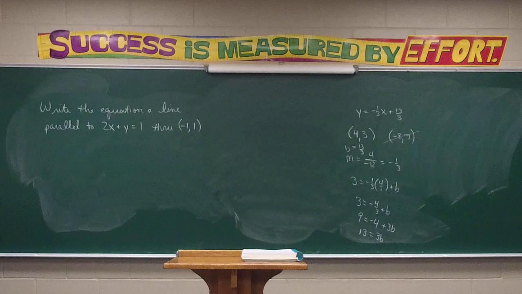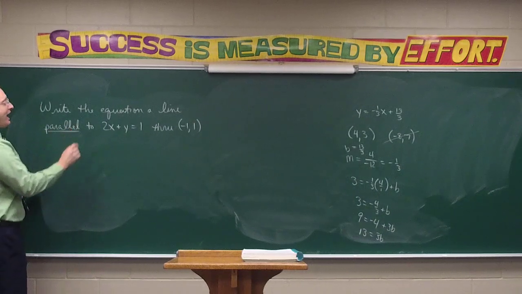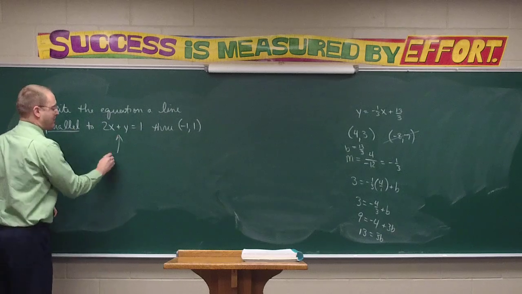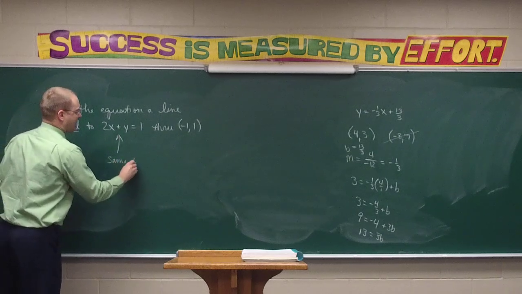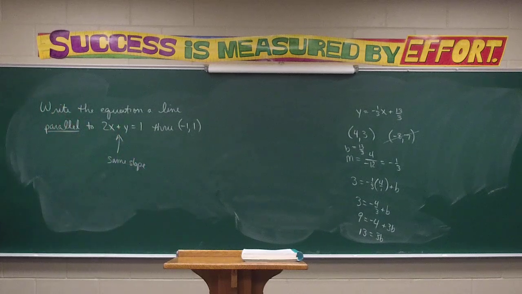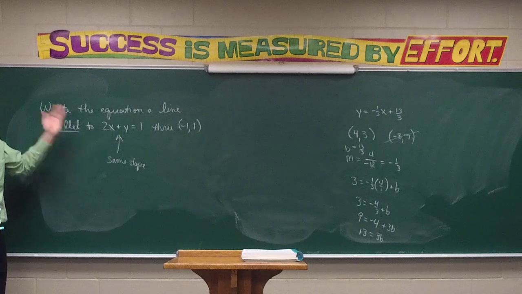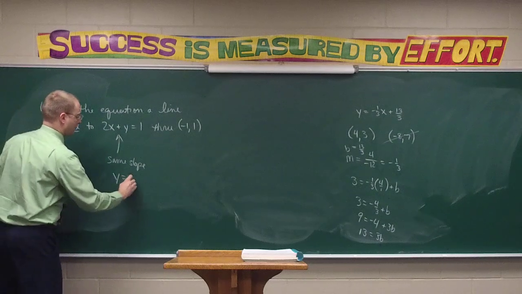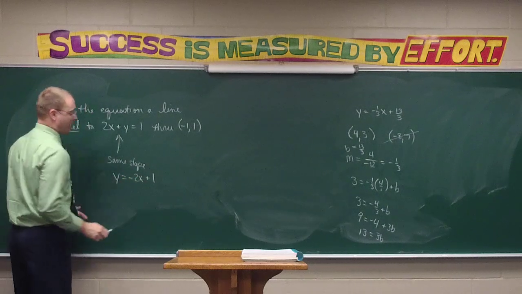Same slope. That's what you should think. So as soon as you see parallel, I know same slope. And if it's parallel to this, it's going to be the same slope as that. Next question. What is the slope of that? Well, let's put that into slope-intercept form. What would it look like if I rearranged it to slope-intercept form, Brandon? Y equals negative 2x plus 1. Right, y equals negative 2x plus 1.